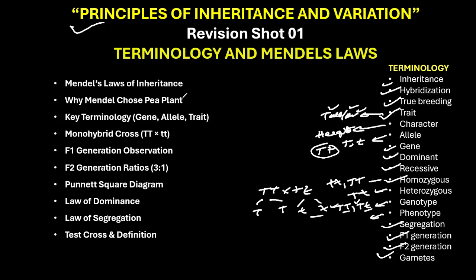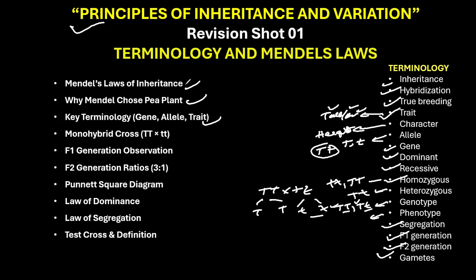Now, why did Mendel choose the pea plant? Number one reason: it was easy to grow. It had a short life cycle. There were clear contrasting traits like tall and dwarf. Self-pollination was possible and a large number of offspring were formed. So the key terminology is done.